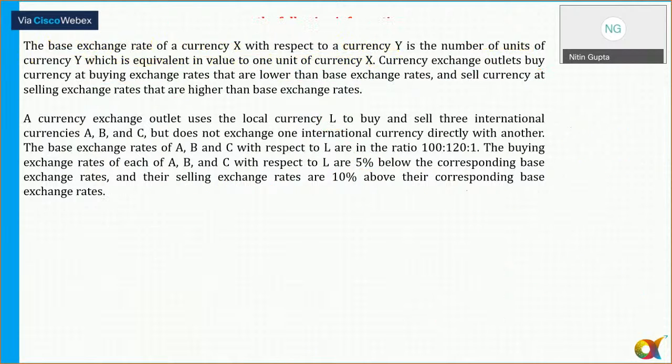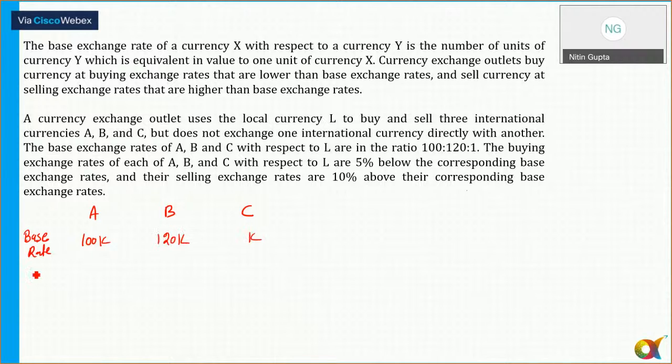Okay, so I'll write down few things here. So there is A that is equal to B and that is equal to C here. Okay, सबसे पहले the first thing is the base rate. They are in the ratio 100 is to 120 is to 1. So I can say, let's say this is equal to 100K. Okay, the base rate here for A is equal to 100K. For B, it is equal to 120K, and for C, it is equal to K.